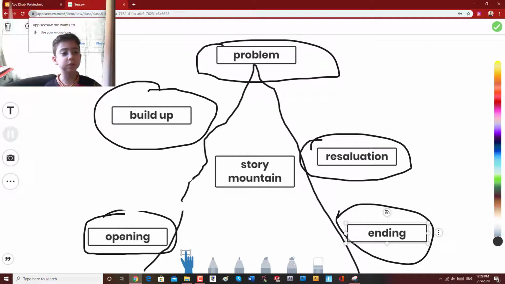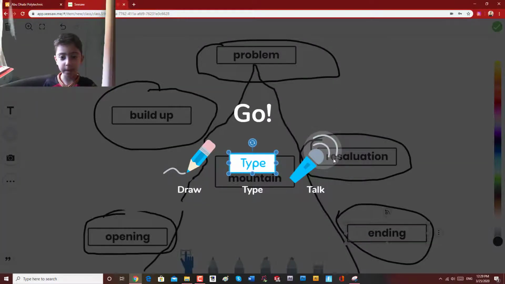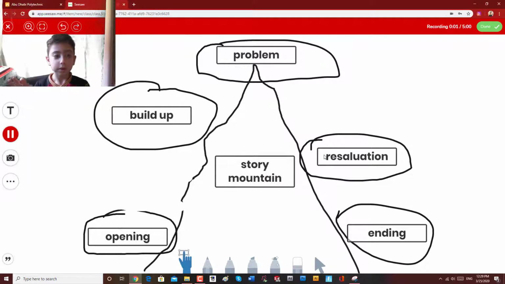We allow Seesaw to use the microphone so we can make the teachers happy. Hello teachers, and hello Mr. Martin. This is how I think a story mountain would be. So first we would get the opening, the build-up, problem, resolution, and ending.